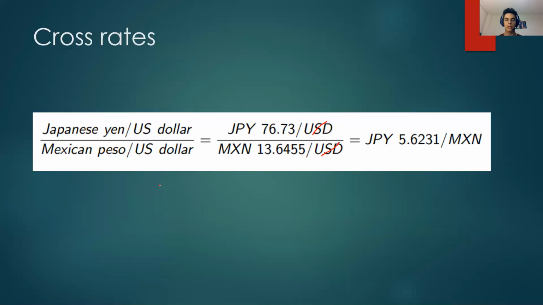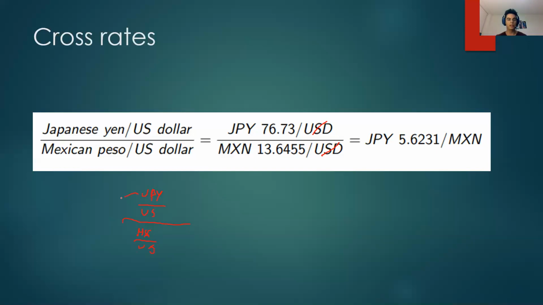But if you know about math, you might remember the tortilla law. That's how we call it in high school. The tortilla law is about the division of fractions. So imagine that you have the Japanese yen over dollar, and you want to divide all of this over peso over dollar. And now I'm using the laptop, so my writing is even worse. So it's basically this.